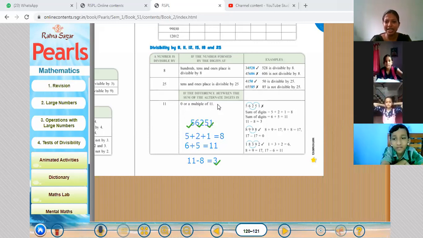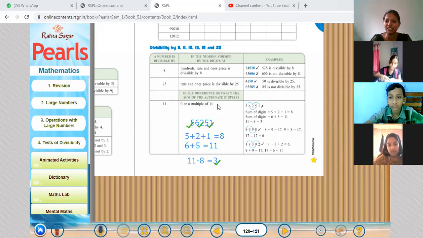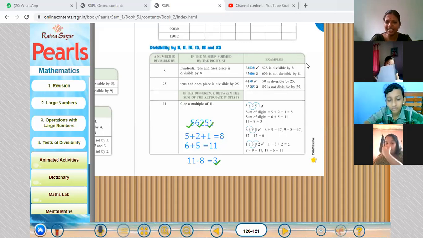Is 56,251 divisible by 11 or not? It is not divisible by 11, because the difference between the sums of the alternate digits is not 0 or 11. It is 3. That's why we can say that 56,251 is not divisible by 11. Okay, is it clear?